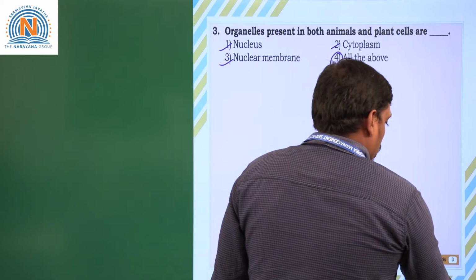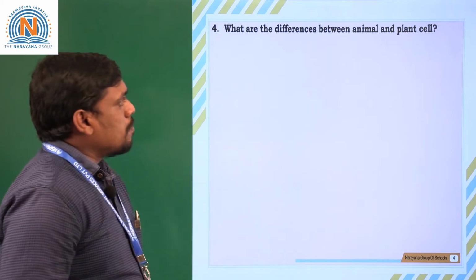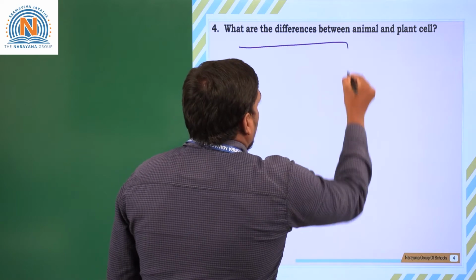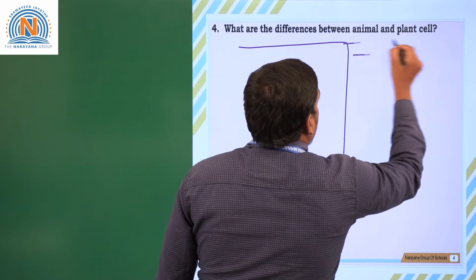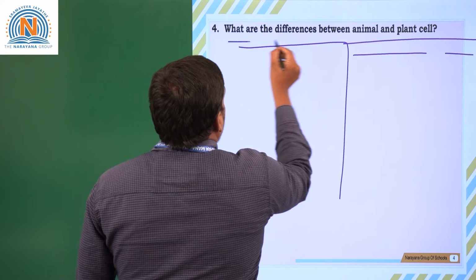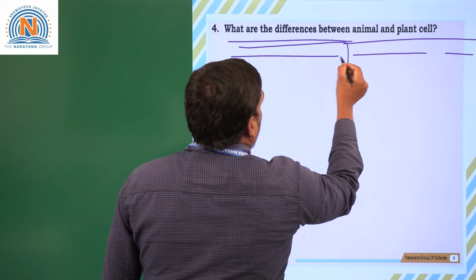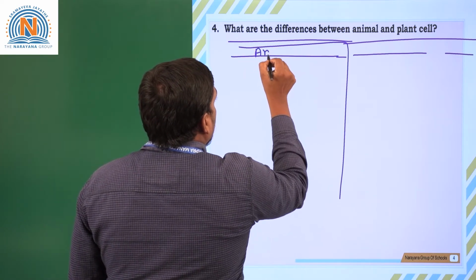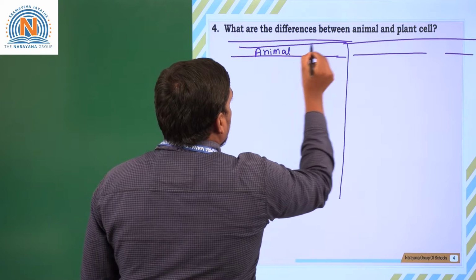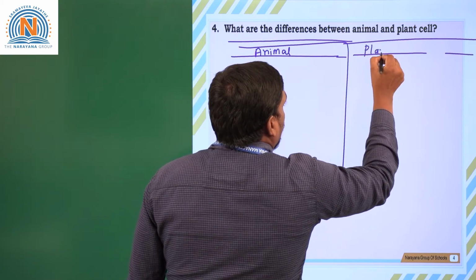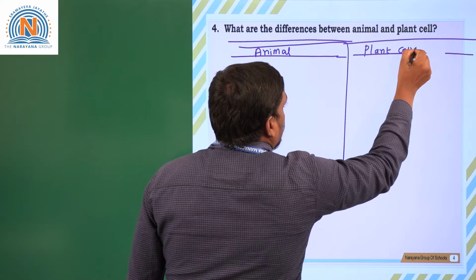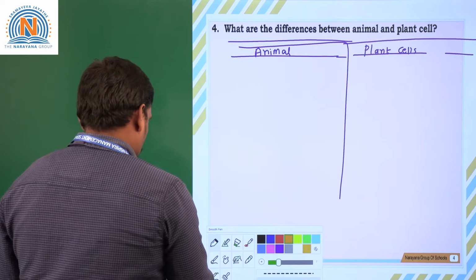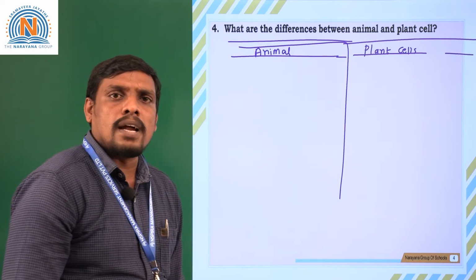Next, moving on to next question. What are the differences between animal and plant cell? So if you want to say the differences between an animal cell and plant cell, just make a note like this. On this side, I'll take an animal cell, and here I am taking plant cell. Any four major differences we have to notice or write. Let us see the differences between an animal cell and plant cell.